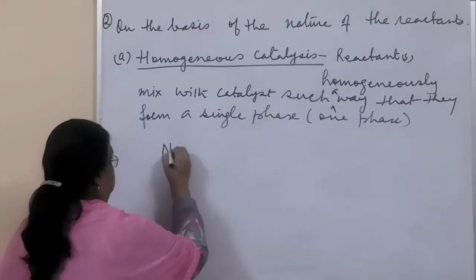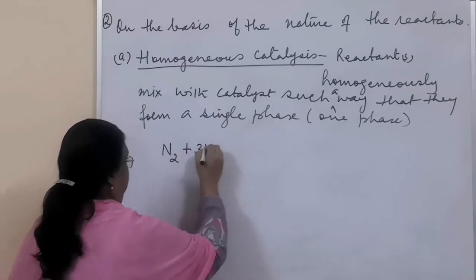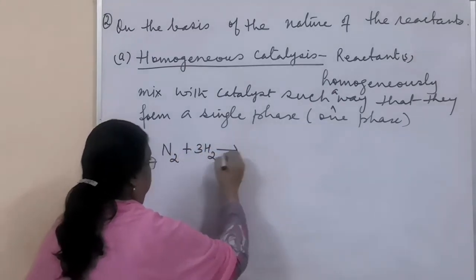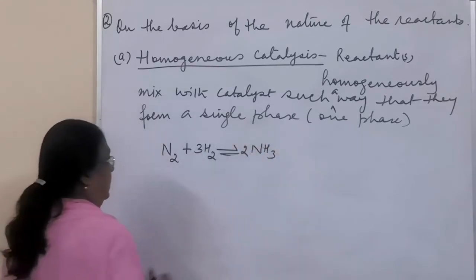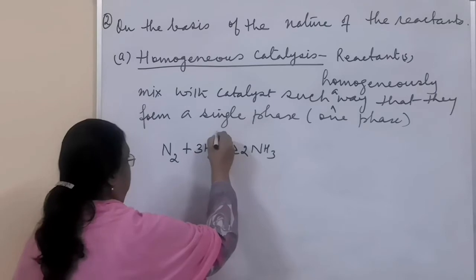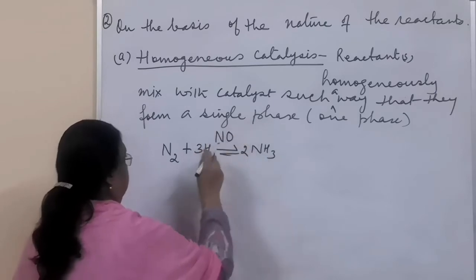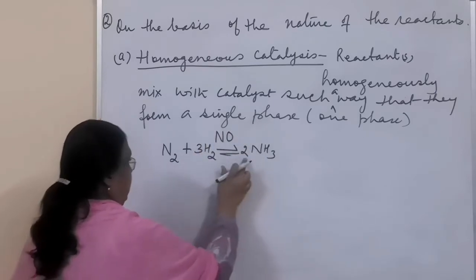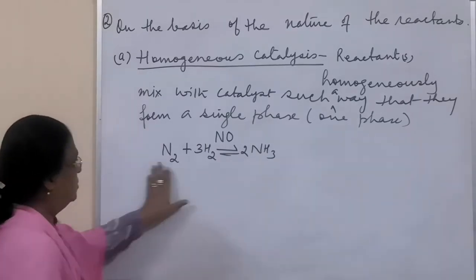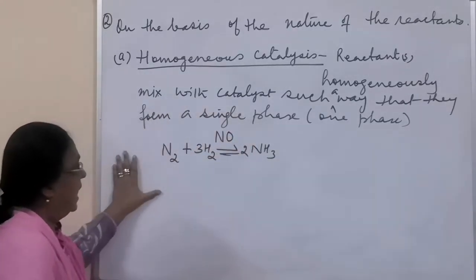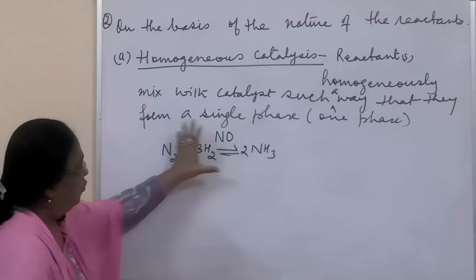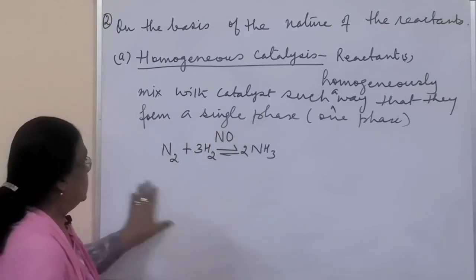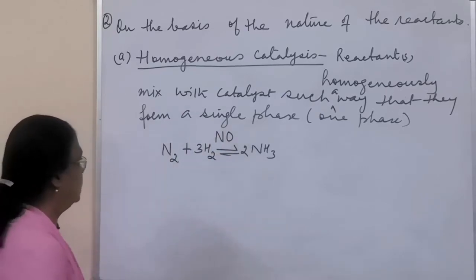So if you take this reaction, nitrogen combining with hydrogen, giving you ammonia, but catalyst you are not taking iron, but you are taking nitric oxide. So these all are gases, and therefore they are forming a homogeneous solution and they are in one phase. So such catalysis is called homogeneous catalysis.